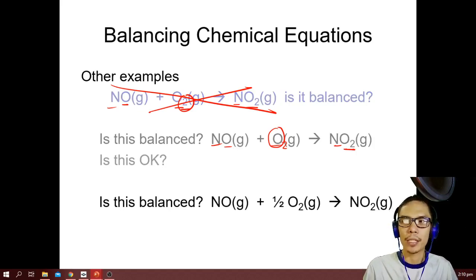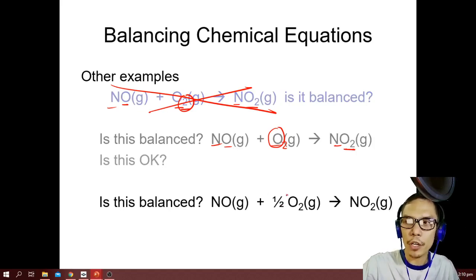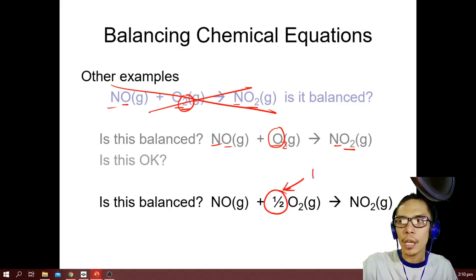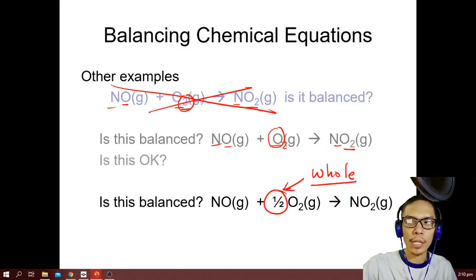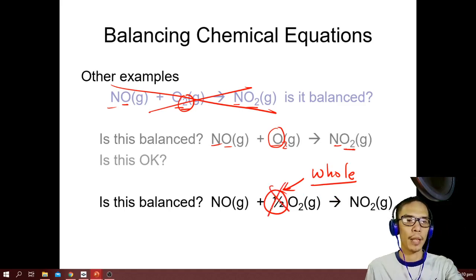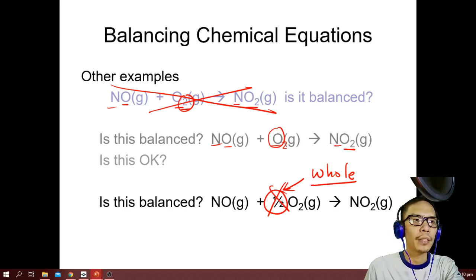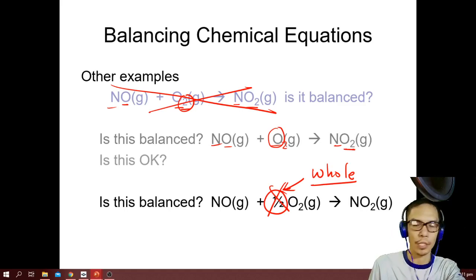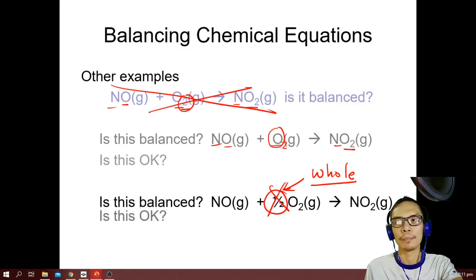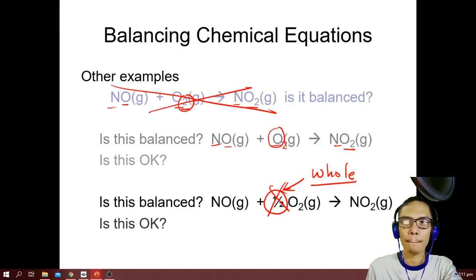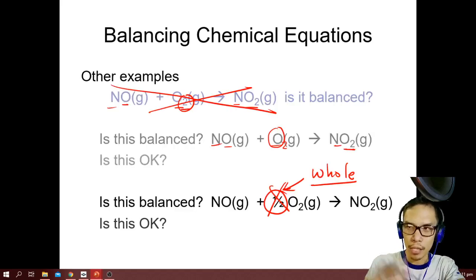Is this balanced? Definitely not balanced. Why not balanced? It's because there's no such thing as a fraction or decimal in balancing a chemical equation. It must be a whole number. Take note of that one. Whole numbers are used, not fractions or decimals. There's no such thing as 1/2 of an oxygen atom, and no such thing as 1/2 oxygen molecule or 3/4 oxygen molecules. Now, how about this one?